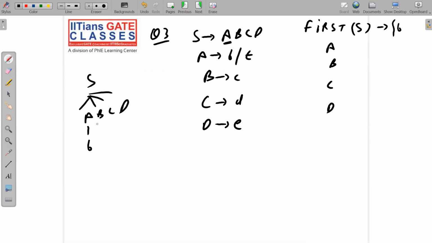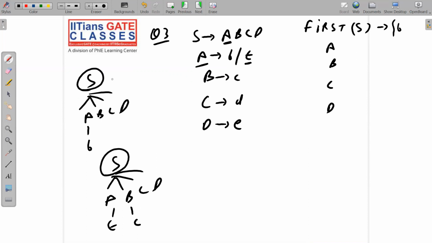Similarly, we can also say since A can go to null also. So I can say like this: A, B, C, D. This A goes to null. Now this B goes to C now. So if we take S, first of S will contain obviously this B, because a string can start with B also, and a string can start with C also. Please see here carefully. A string can start with C also. So we have to write C here also. Okay. So B and C.